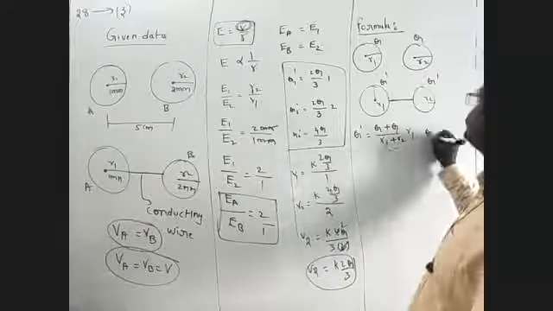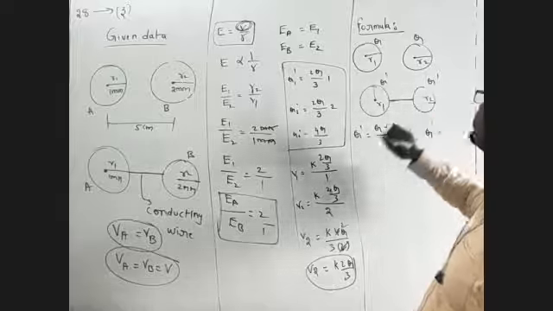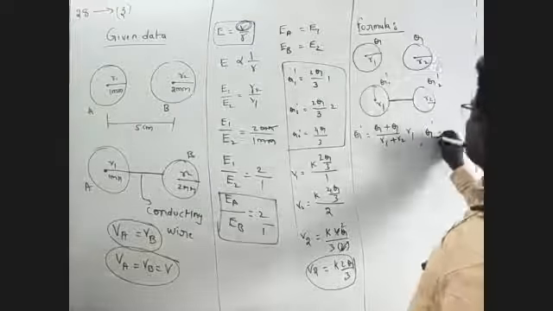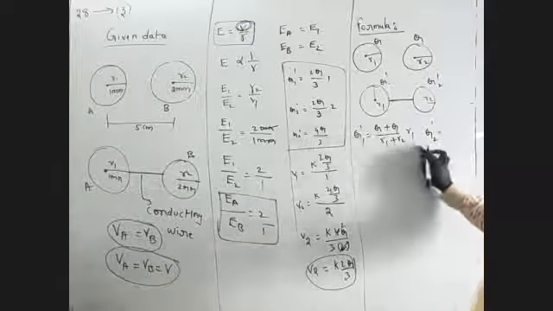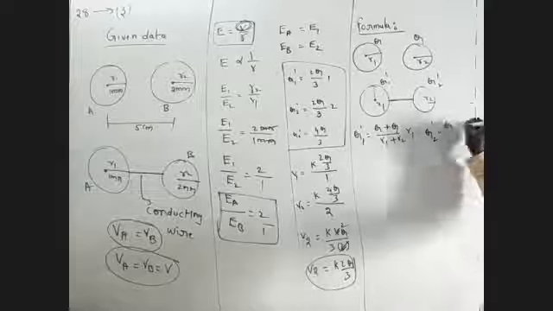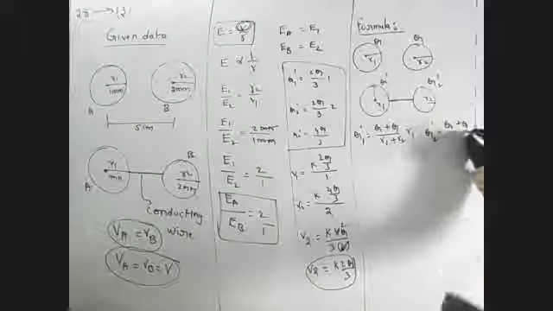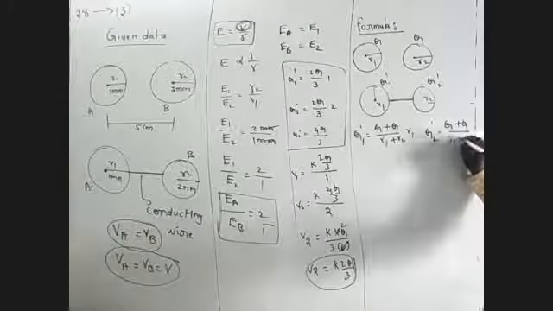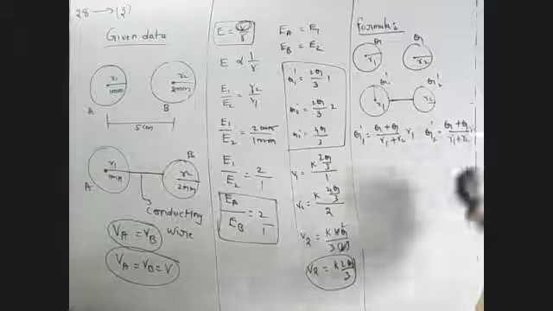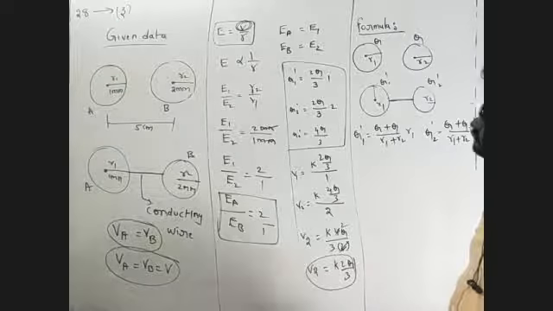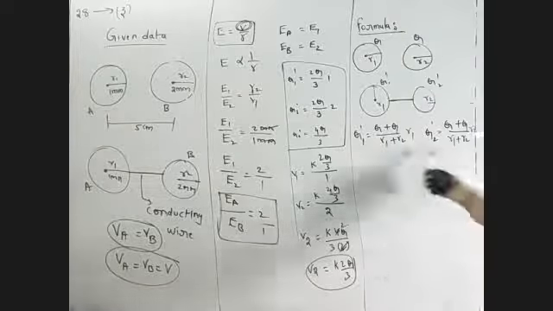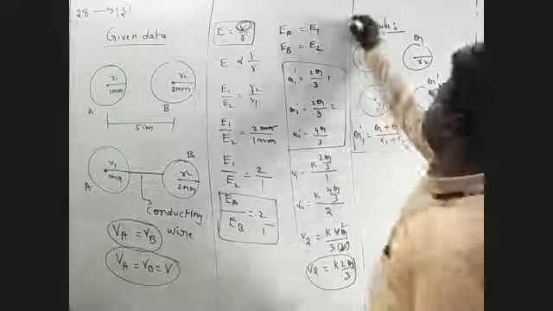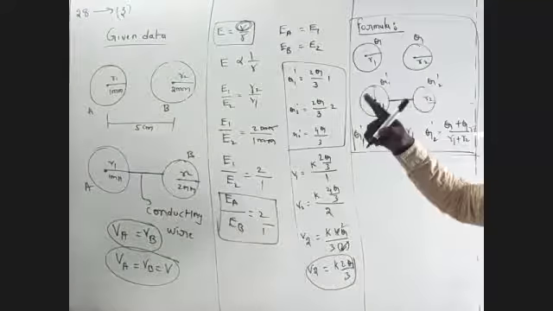So this is the Q2 dash. This is one more dash. This is Q1 dash, this is Q2 dash. Q2 dash is equal to the total charge, Q plus Q, divided by the radii R1 plus R2, into R2, the radius. This is a shortcut formula. Now I'm going to apply it.